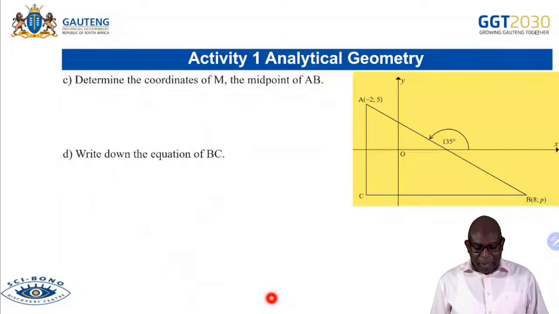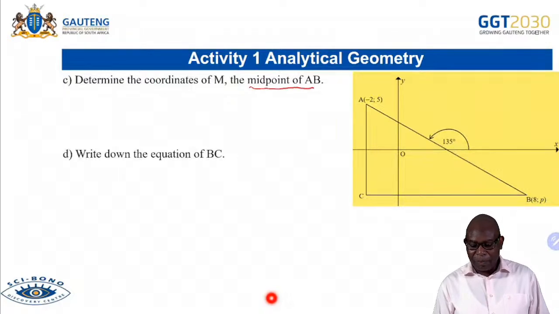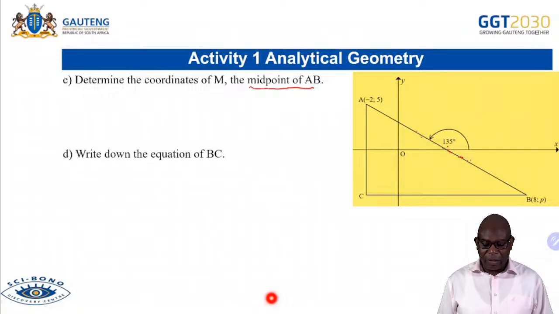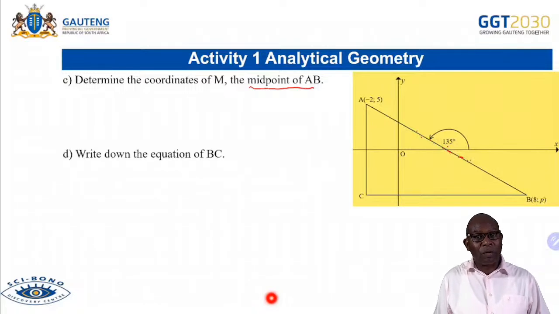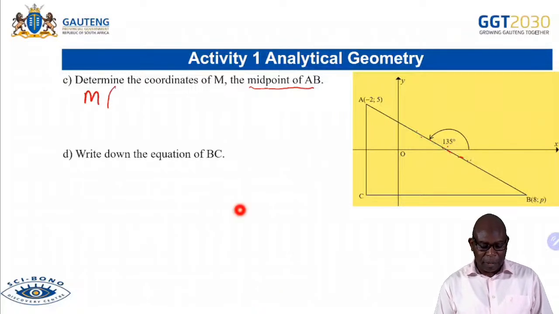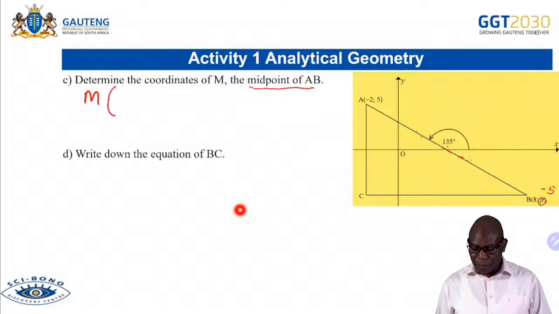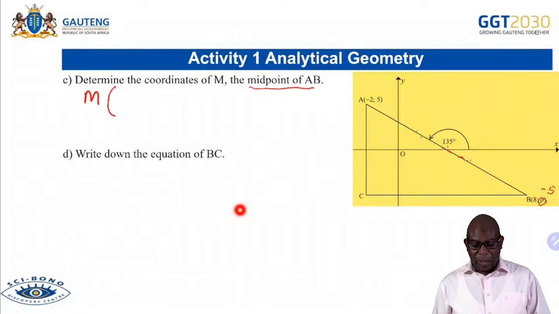Okay. Now determine the coordinates of M. You're told that M is the midpoint of AB. So we know it's somewhere there on this line. So I need to find the coordinates of M, which is the midpoint. So I go to my formula sheet, I look for the formula for the midpoint. But now already I know that my P there is -5.